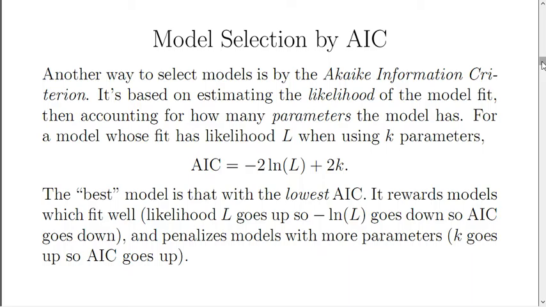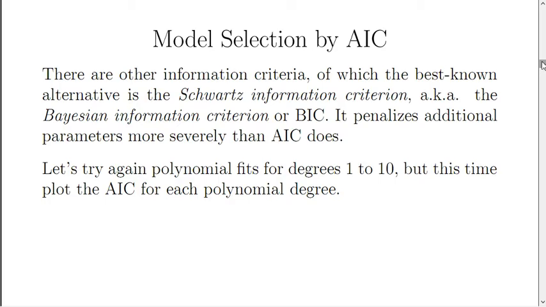Now, there are other information criteria besides AIC. Of the others, the best known is the Schwartz Information Criterion, also known as the Bayesian Information Criterion, often called BIC. The difference between BIC and AIC is that BIC penalizes additional parameters more severely than AIC does.